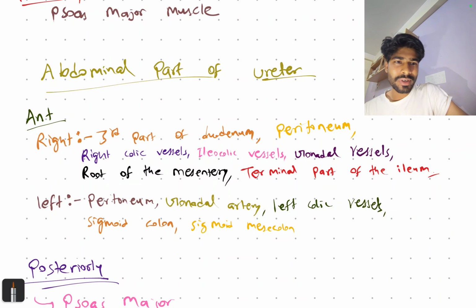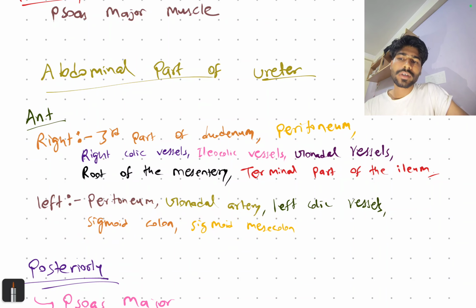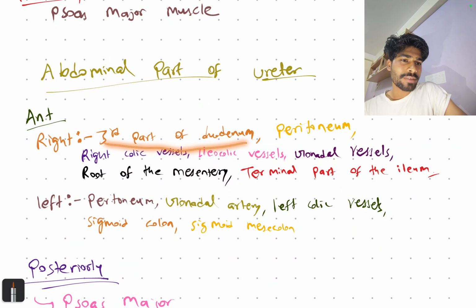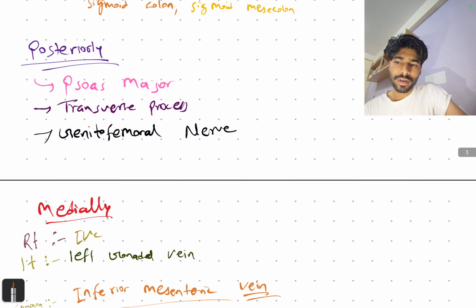Now for the extra ones, you need to remember them. On the left side there is the sigmoid colon and the sigmoid mesocolon. And on the right side there is the root of the mesentery, then the terminal part of the ileum, and the third part of the duodenum. To remember this, I've already told you that you need to mug them up. And posteriorly both have the same structures: psoas major, transverse process, and genitofemoral nerve.